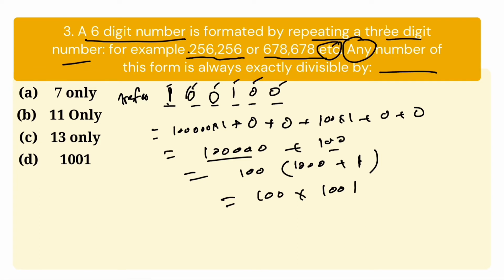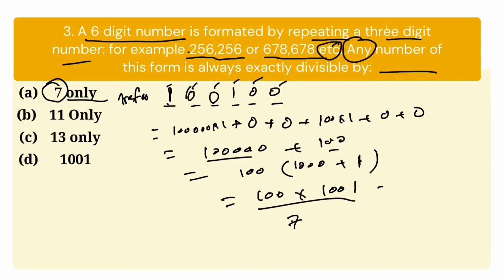Now among the options, the first option is whether it is divisible by 7 only. So try to check divisibility by 7. 100 is not divisible by 7, so no need to check it. Only 1001 has to be divisible by 7.